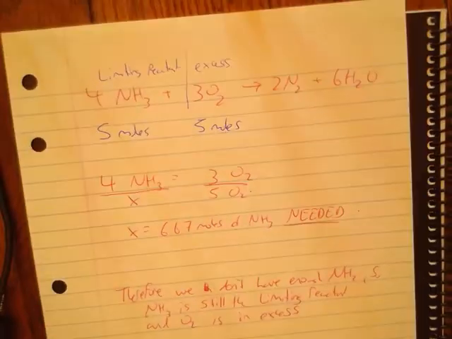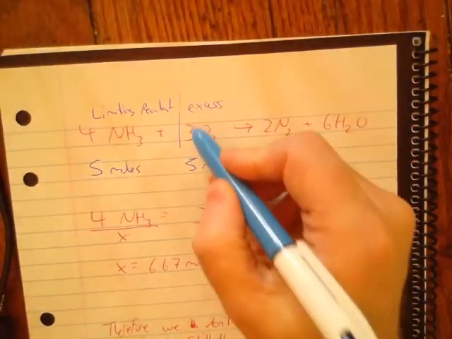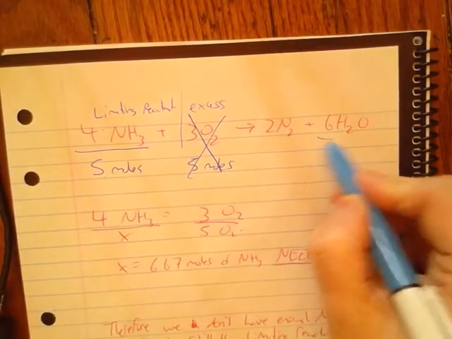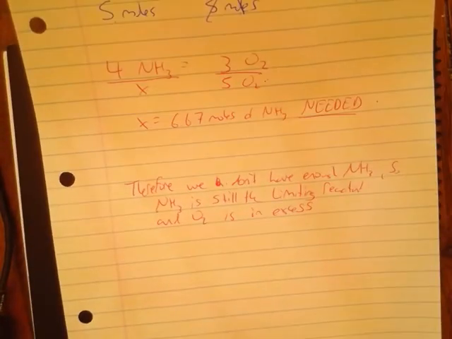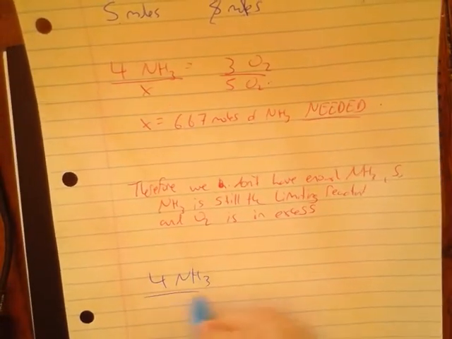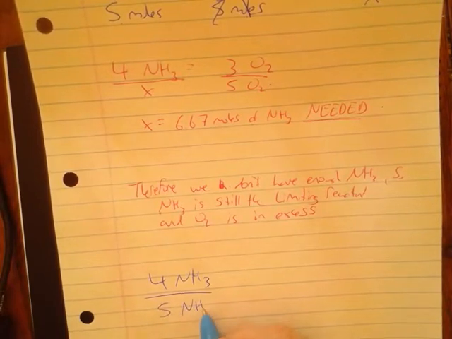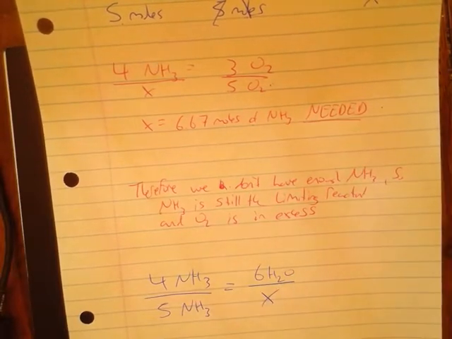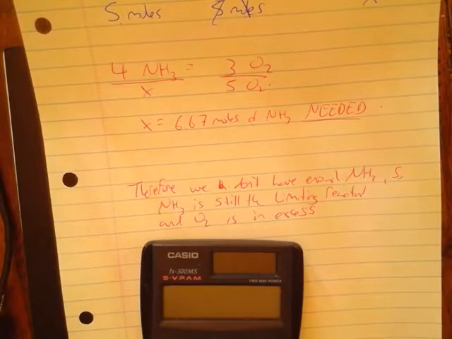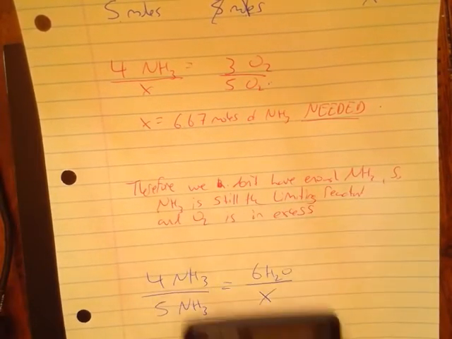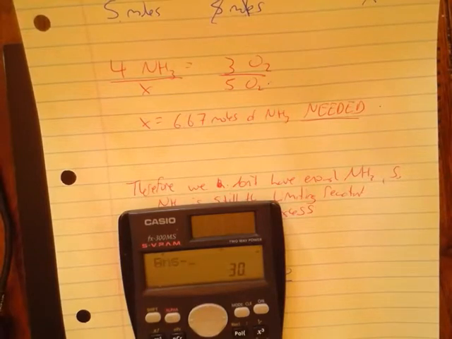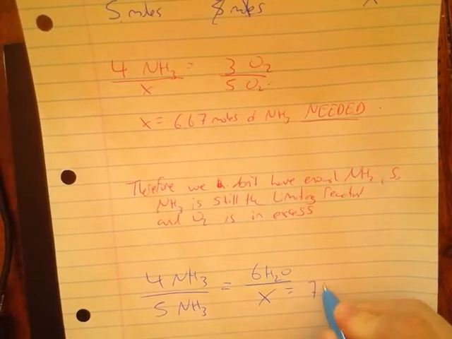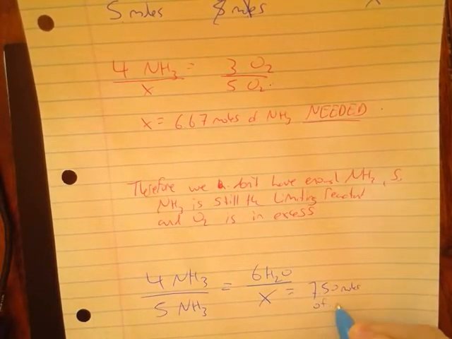Now that I know that ammonia is limiting, I no longer even have to look at the oxygen. I can just do my ratio. 4 over 5 equals 6 over X. I'll write that down here. 4 moles of ammonia over 5 moles of ammonia, which is what I really have, and remember that's limiting, is equal to 6 moles of water over X, and I'll cross multiply, and I will do 5 times 6, which is 30, divided by 4, and I get that I will need, or I will make, 7.5 moles of water.